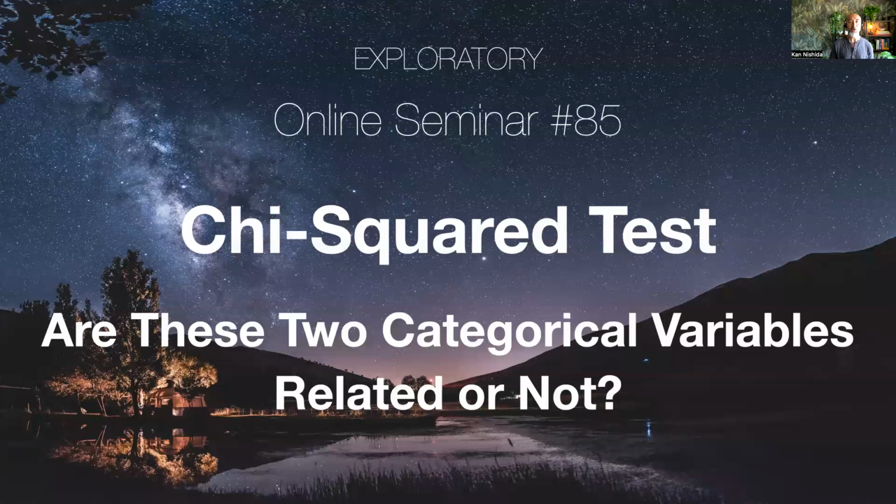Let's get started. Exploratory online seminar number 85, chi-square test. This is part of the hypothesis test series, actually number 3 of that series. Sometimes you have two categorical variables, and you want to find out whether the relationship between them is significant or not. In simple words, whether there's a relationship between those two or not. And that's where this chi-square test comes in.